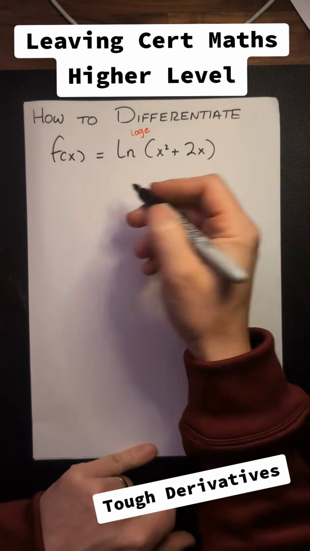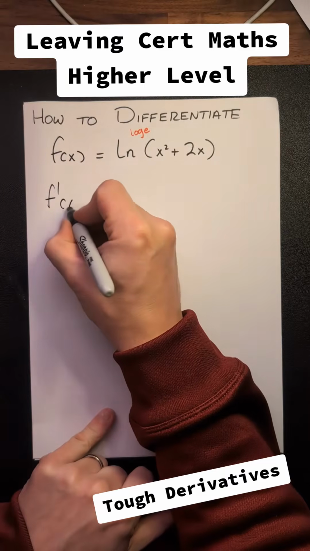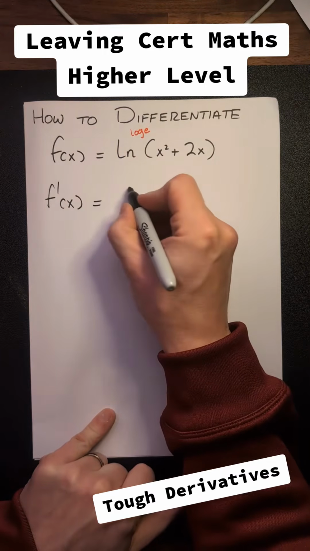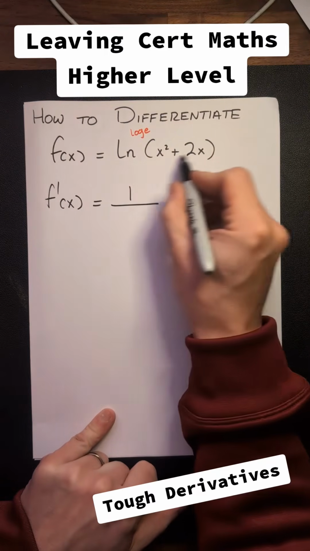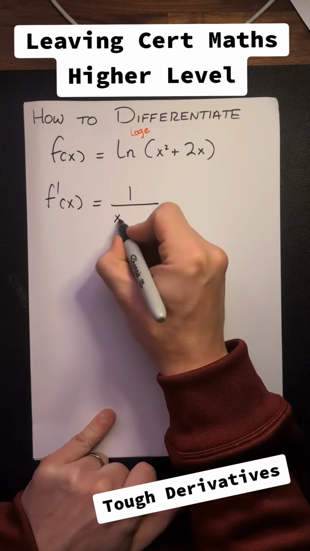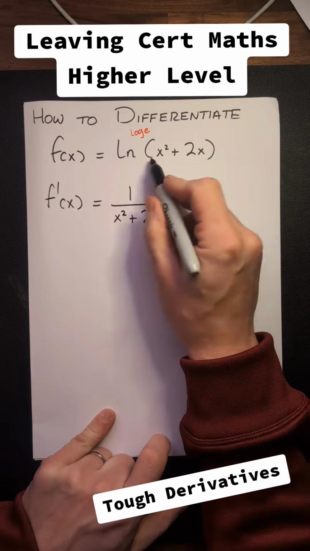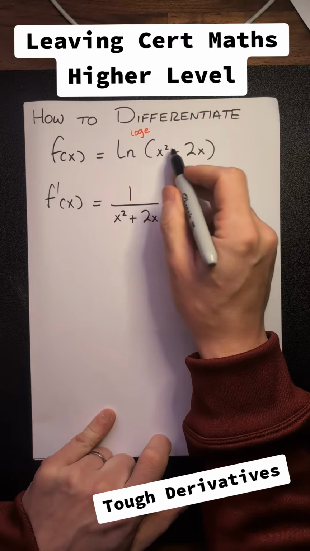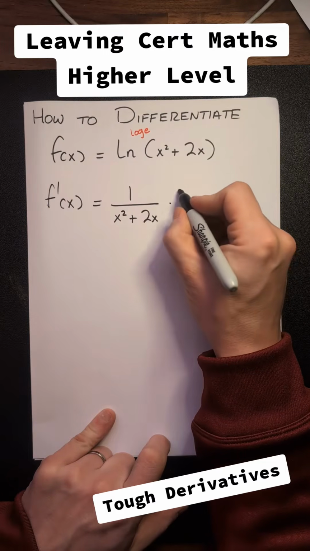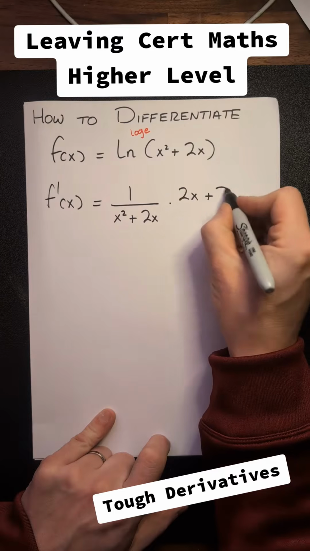The quickest and easiest way to differentiate this is, now first off we'll write our notation, is to go 1 over whatever's after the natural log here. So just write that exactly again. Multiply by the derivative of the stuff inside the brackets. So the derivative of this stuff should be fairly easy for you. So that's 2x plus 2.